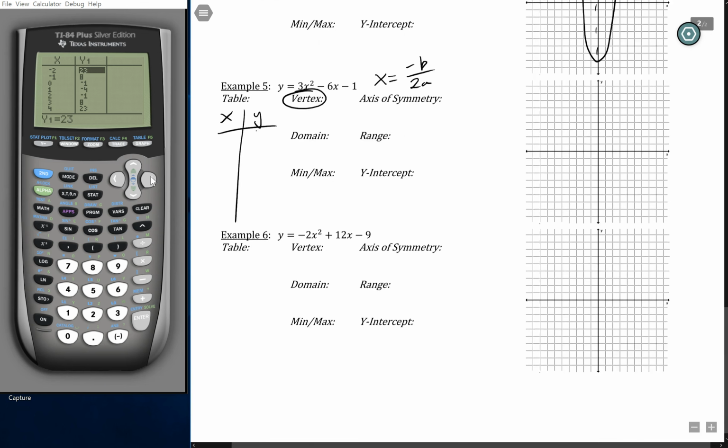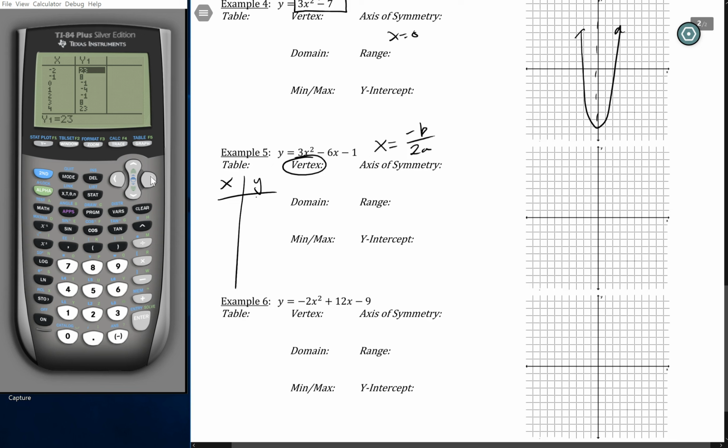So let's identify in this problem what's our a, b, and c. Well, a is going to be 3. b is going to be -6, and c is going to be -1. So in order to find the x-coordinate of the vertex, I'm going to do -(-6), because b is -6, over 2 times a, which is 3. And this gives me +1. If we simplify that, it's +1. So the x-coordinate of my vertex is 1.